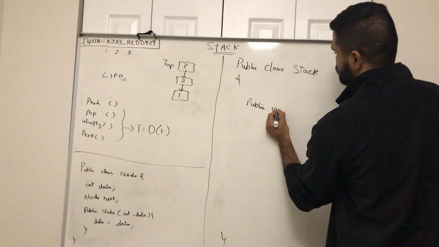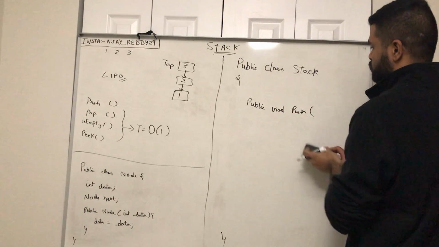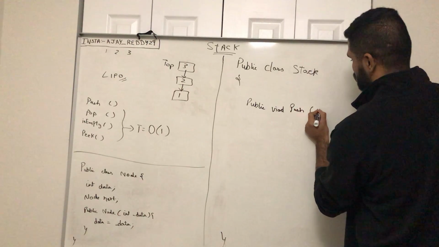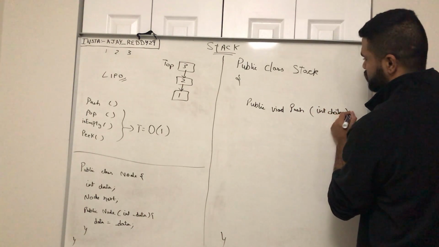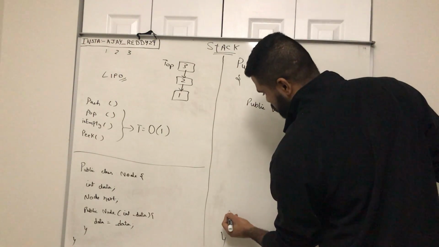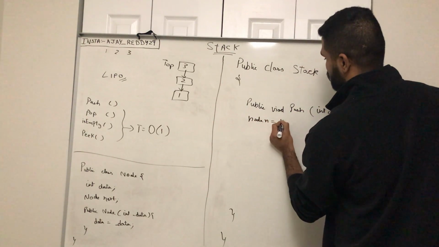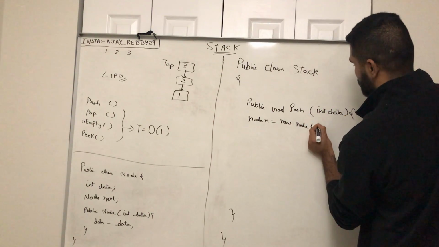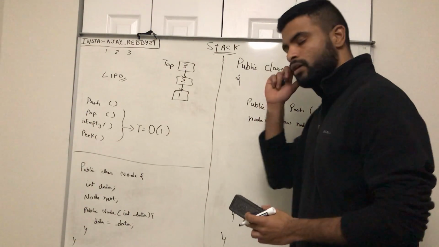public void push. For inserting an item we need data, so I'm passing data. First I'll create a new node n equal to new Node by passing this data. That way I will have the new node ready in n.